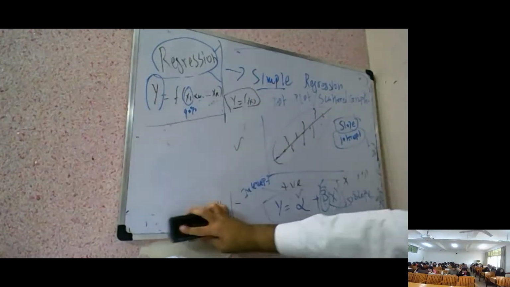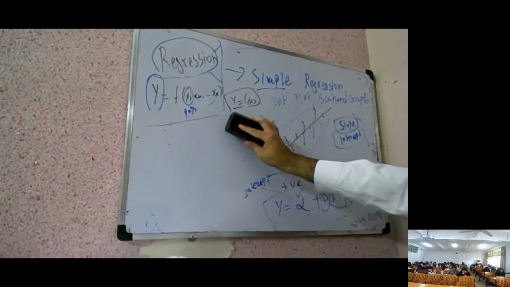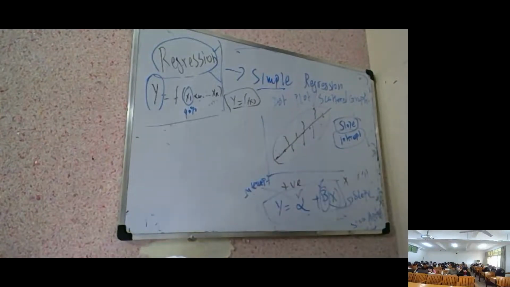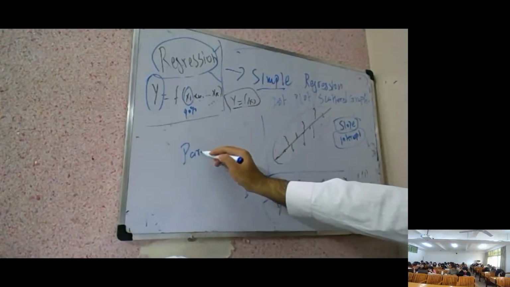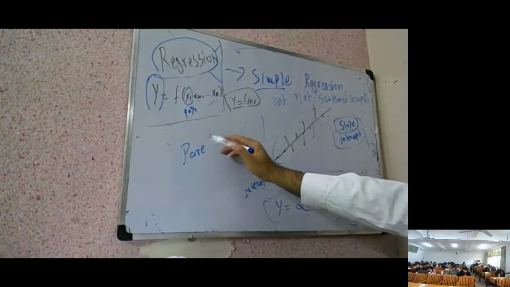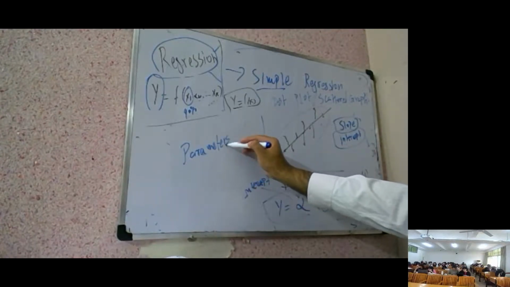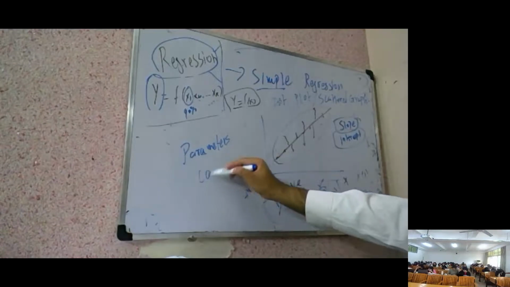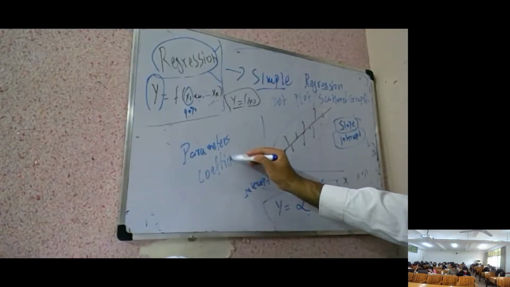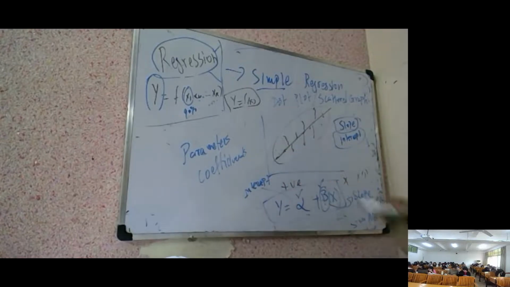I'm gonna erase this one so that it can work here. So we call them parameters of our line, the regression line. Parameter, you can also call it coefficient. Coefficients of x and y.